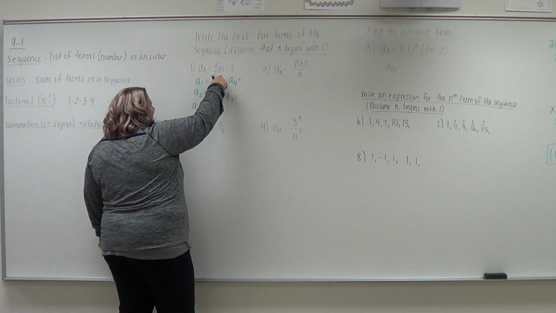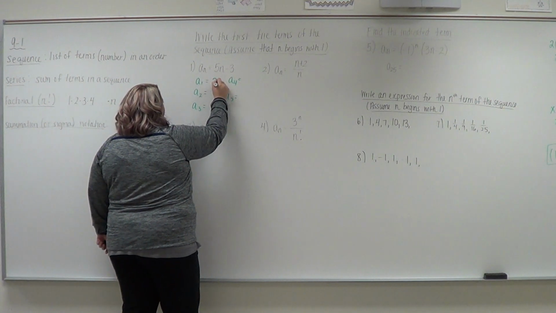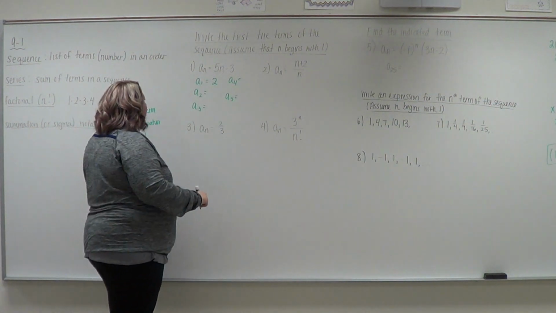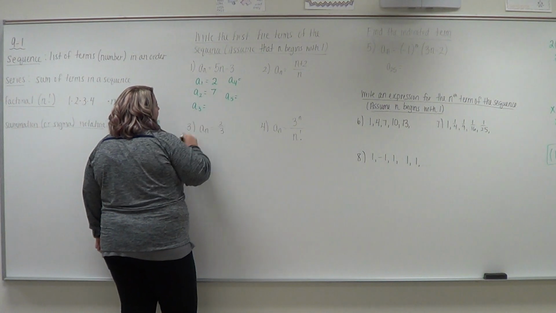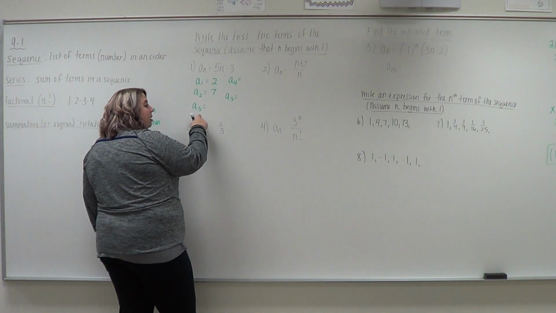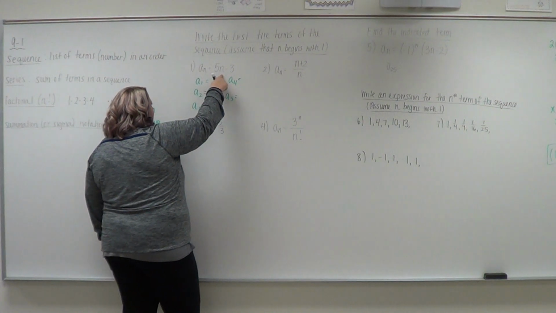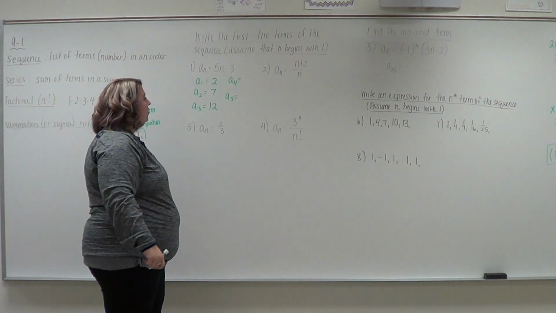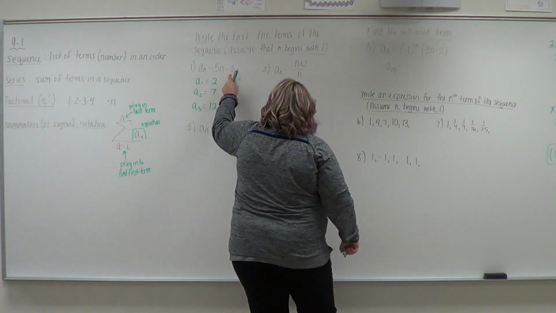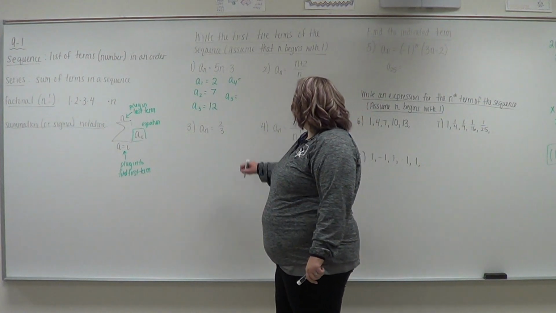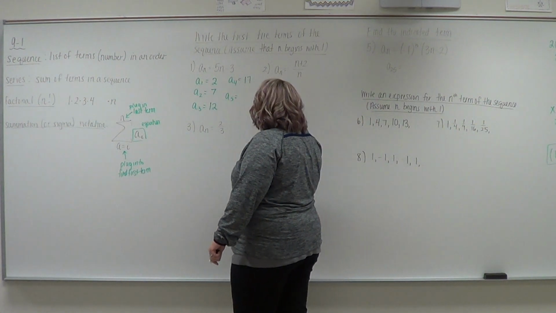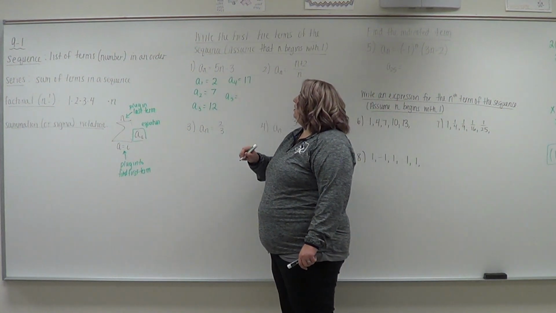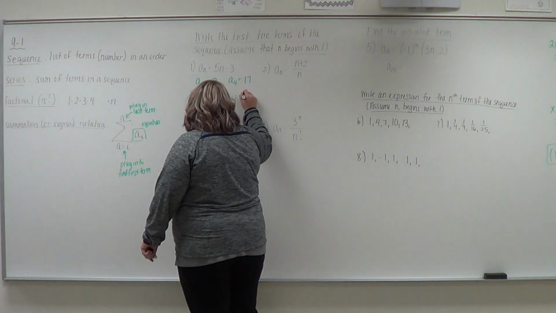So 1 times 5 is 5, minus 3 is 2. Then I plug in 2 to find my second term. 5 times 2 is 10, minus 3, 7. To find the third term, I plug in 3. 5 times 3 is 15, minus 3, 12. Okay, to find the fourth term, you plug in 4. 5 times 4 is 20, minus 3, 17. To find the fifth term, plug in 5. 5 times 5 is 25, minus 3 is 22.